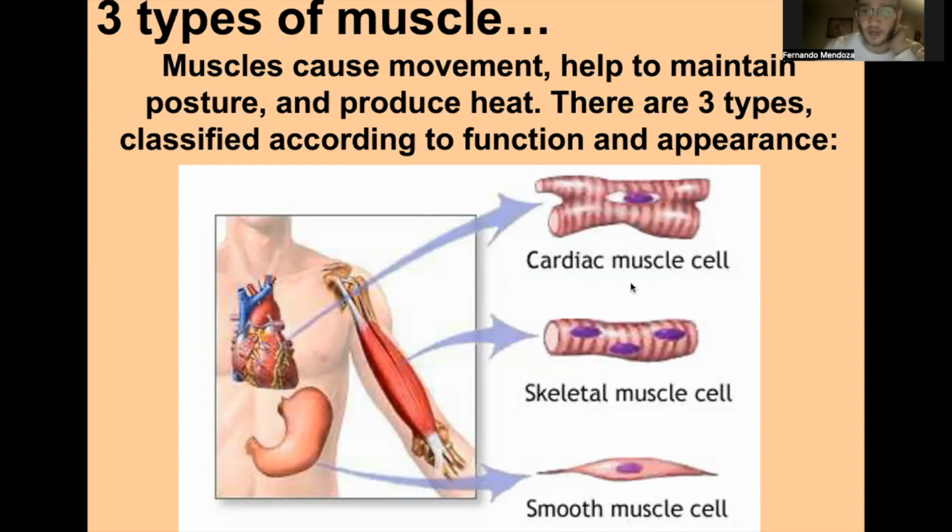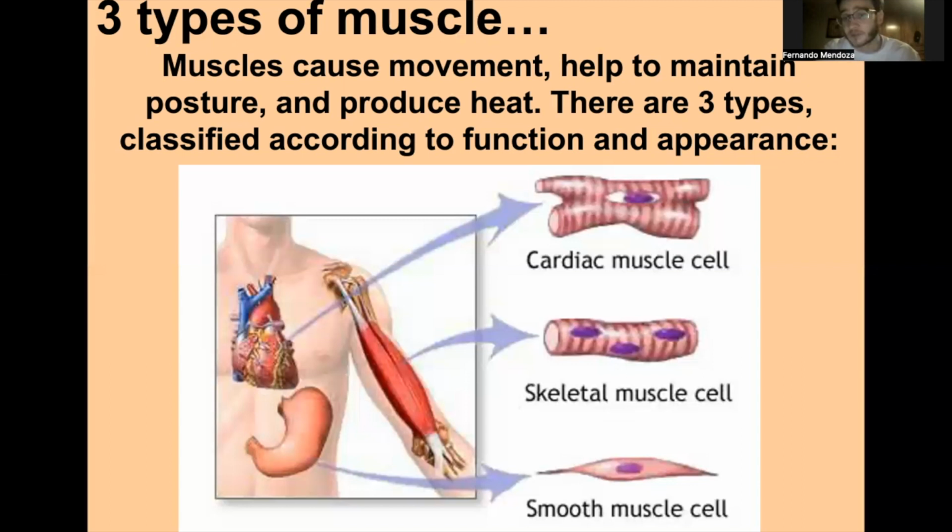We have the cardiac muscle cell, or the cardiac muscle. And we're going to find this type of muscle, like its name says, in the heart, because this is the only type of muscle that we're going to have in the heart. It's a combination of the other ones, the skeletal muscle cell and the smooth muscle cell. The smooth muscle cell, we can find it in the other organs, such as the stomach, the intestines, the liver, etc., the pancreas too. We're going to have these smooth muscle cells in these organs.